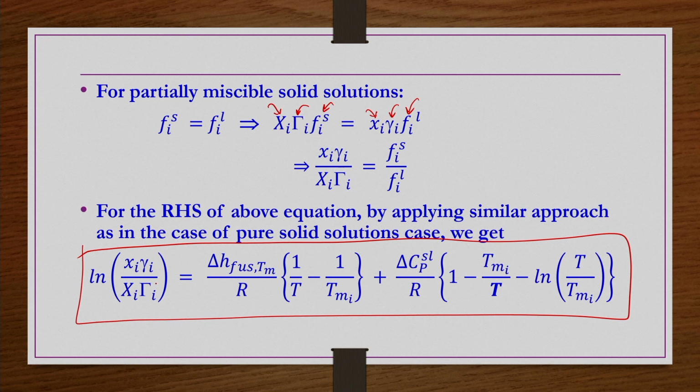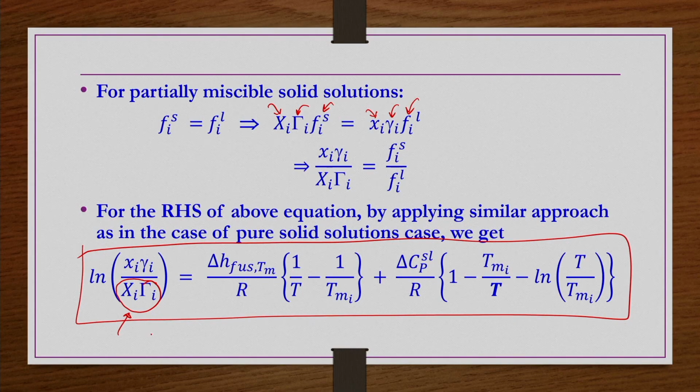So, the only difference compared to the pure solids case is this additional thing coming here. Capital Xi and capital gamma i come into the picture in the case of partially miscible solutions. Whereas in the case of pure solids in equilibrium with liquids, this capital Xi equals 1, and then if it is a pure solid, it is a kind of ideal solid. So capital gamma i is also equal to 1.